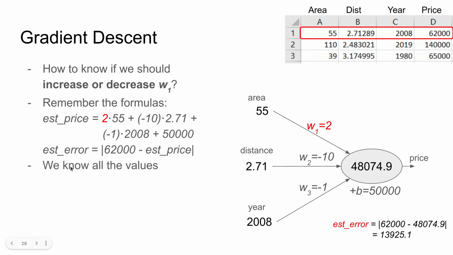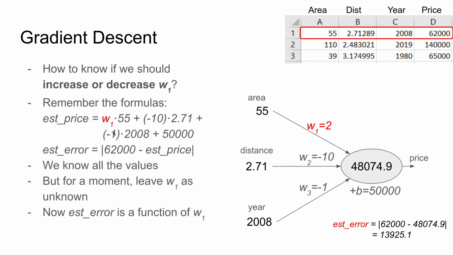Now we know all of the numbers, we can replace them in the formula. So we know that the first weight is 2, the area is 55, and so on. But for the moment, leave W1 as a variable, as an unknown, because we want to make this estimation error a function of W1, of the first weight. So the estimation error now depends only on constants and the W1.